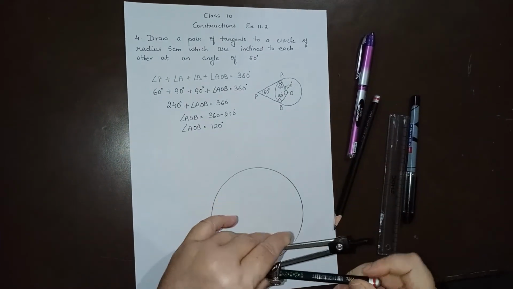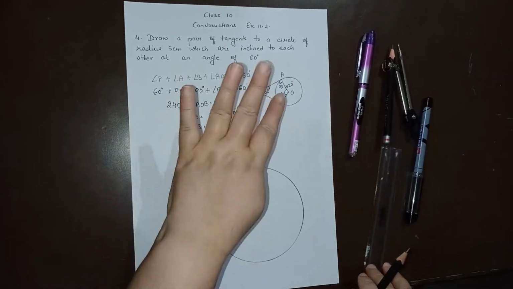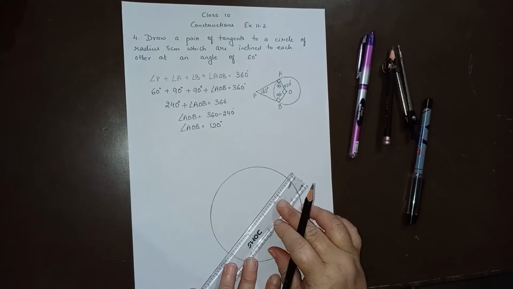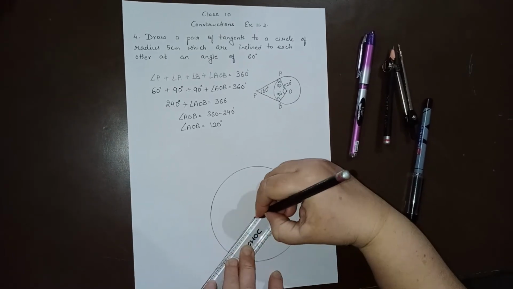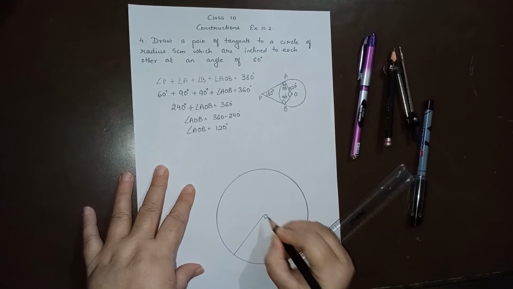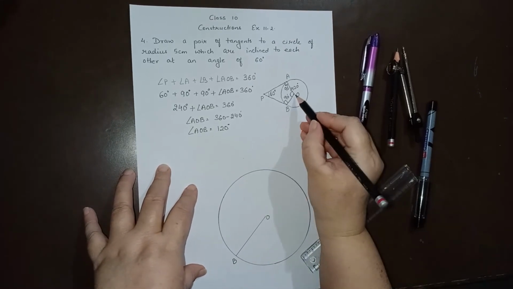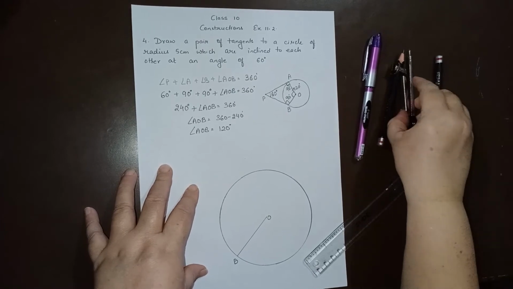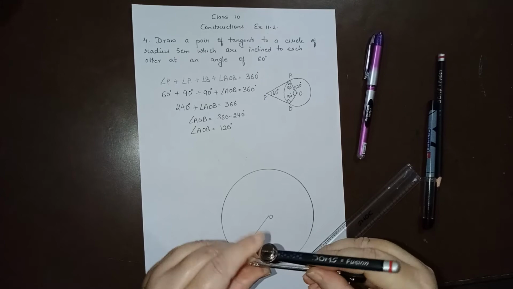Now what we will do first, let us draw one radius. Two radii are there, OA and OB. You can draw any radius. So I am drawing radius OB. So this is radius OB. This is center O. This is B. So this radius I have drawn. Now this angle AOB is 120 degrees. So at O, I will make an angle of 120 degrees.